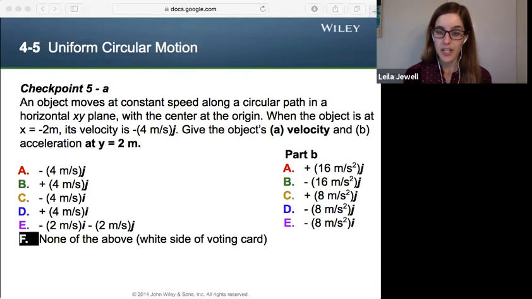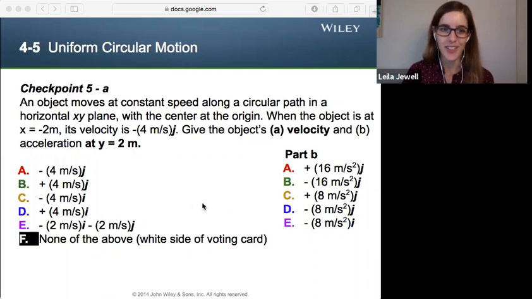Give the object's A, velocity, and B, acceleration at y equals 2 meters. This is a good one. It's definitely a lot packed into it, so I want you to take some time to think it through, see what you can come up with for parts A and B before you go on. So go ahead and pause your video. All right, did you pause?